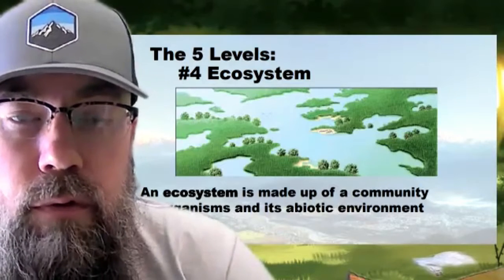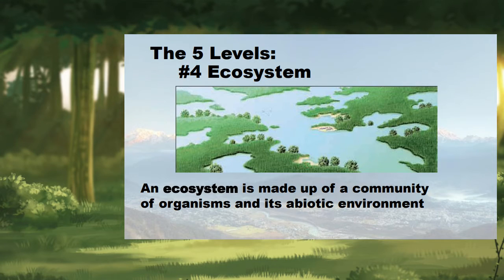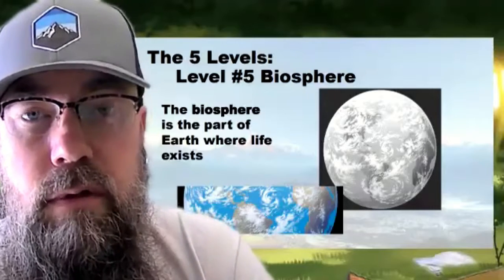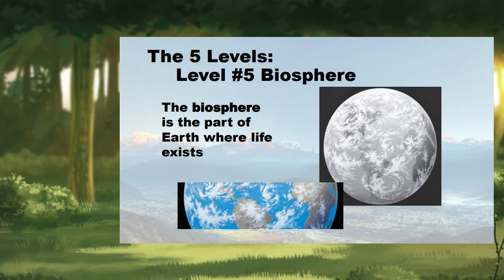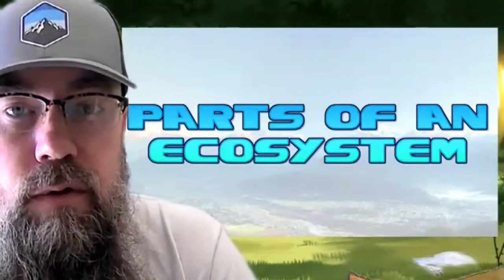Moving further out, the fourth level is called the ecosystem. This includes all the living and non-living things in the environment. And finally, the fifth level is the biosphere. That is the earth on which we live. So we talked about the parts and levels of an ecosystem.